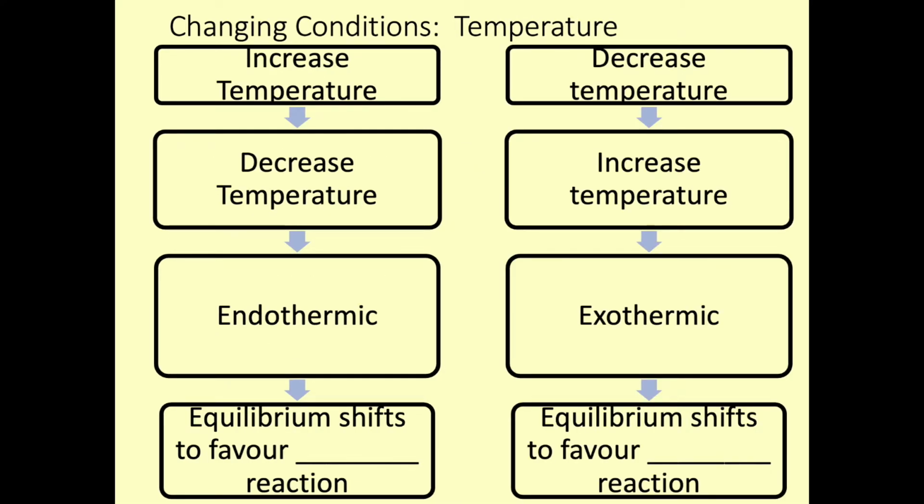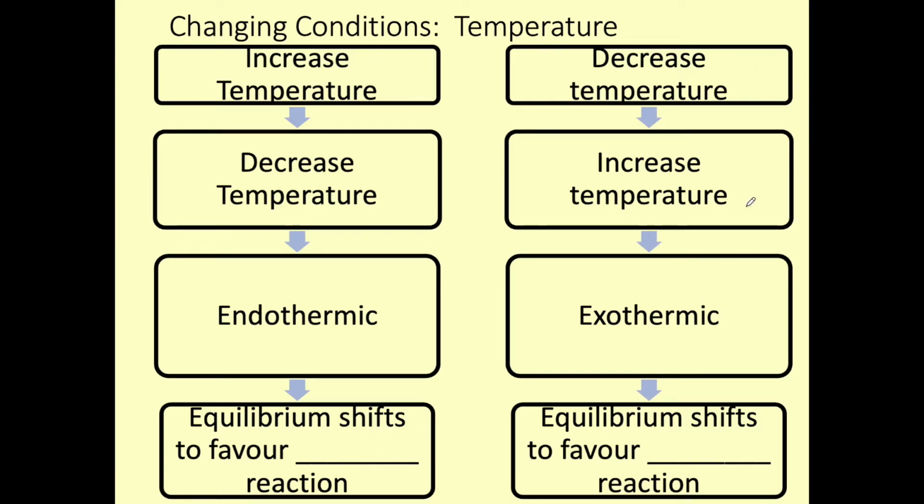So with temperature, if we are increasing our temperature, the opposite to that would be to decrease the temperature. And so the reaction that's going to favour that decrease in temperature is going to be the endothermic reaction because that takes in energy from the surroundings and therefore decreases the temperature. And therefore our equilibrium is going to shift to favour, depending on the reaction, forwards or backwards, whichever one is our endothermic reaction.